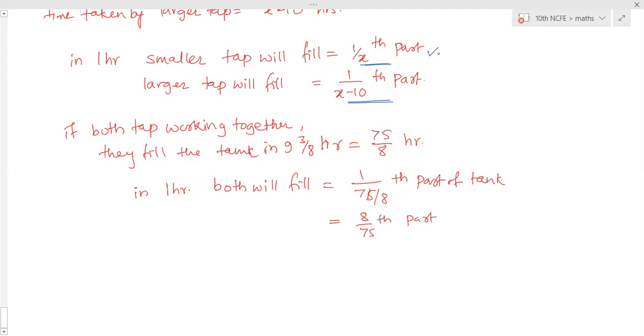So now one part is done, the second part is done, and altogether this is the total part of the tank that will be filled. That means 1 by X plus 1 by X minus 10 is equal to 8 by 75.